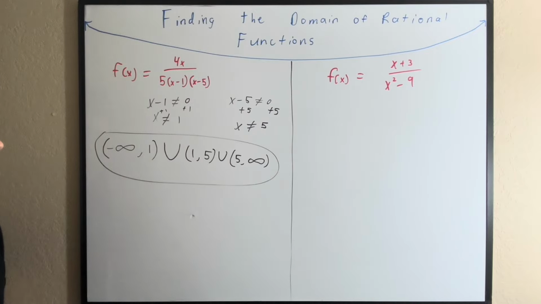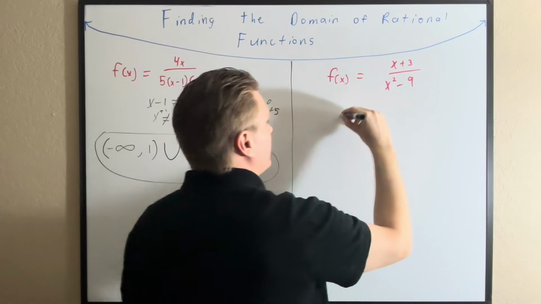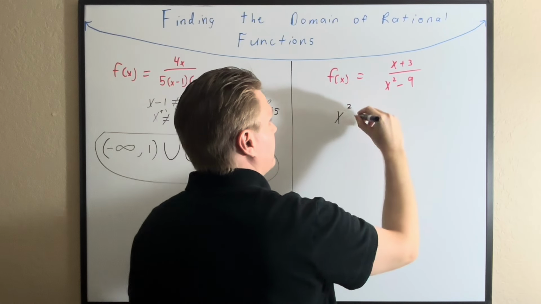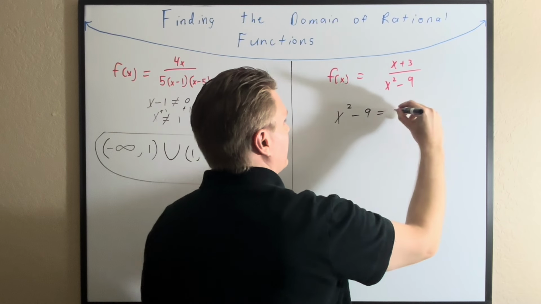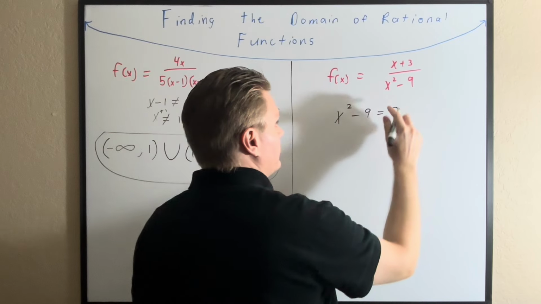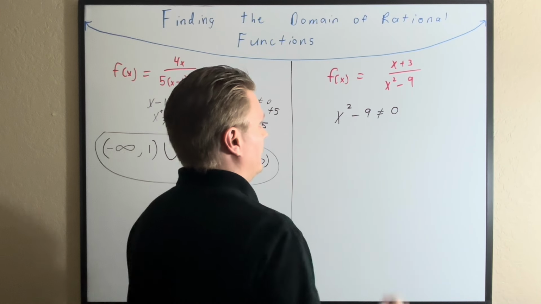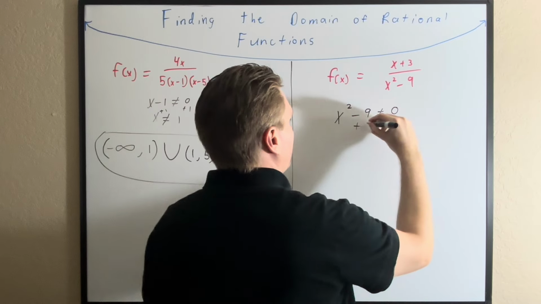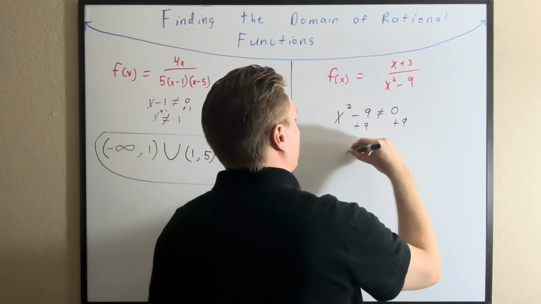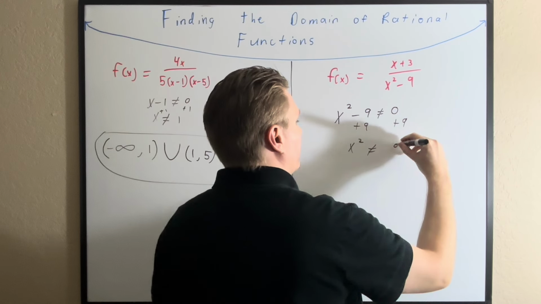All right. Same thing over here. We cannot have a 0 in the denominator, so we set that denominator, all the factors of that denominator, equal to 0, and put a slash through it, because we do not want it equal to 0. It cannot equal 0. So add 9 to both sides. In this case, we get x squared cannot equal 9.